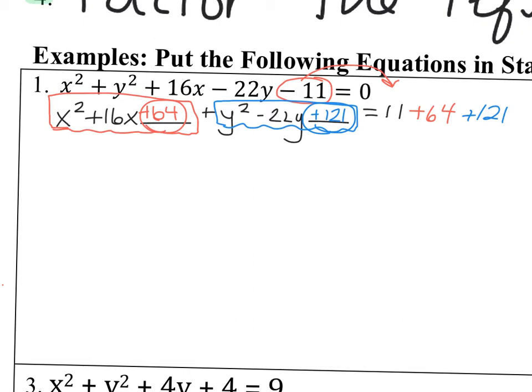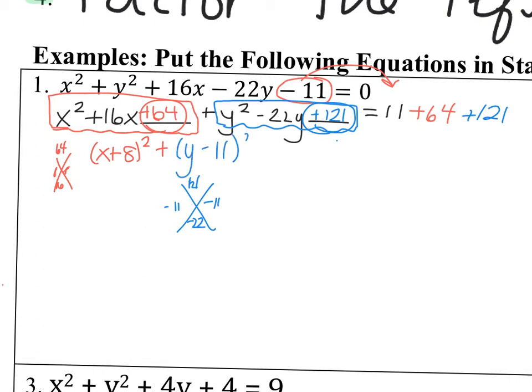Step 4 says factor each variable. So if I look at my x's, I'm going to draw my x's, 64 and 16. Factors of 64 that make 16, well that's 8 and 8. So I have x plus 8 squared plus, I'm going to factor my y's. Y's, I have 121 on the top and negative 22 on the bottom. That's negative 11 and negative 11. So that's y minus 11 squared.